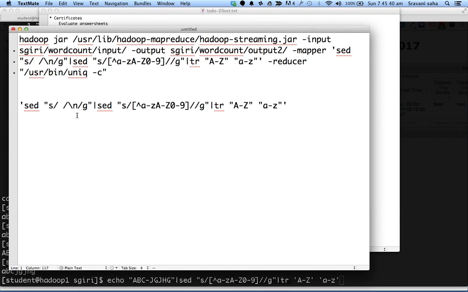Now your mapper is basically doing multiple things. First, the mapper is replacing the space with new line. Once it has done that, it is removing anything which is not alphanumeric, deleting all the non-alphanumerics. After that, it will convert the input into lowercase, so that the casing should not be a problem when we do the word count.